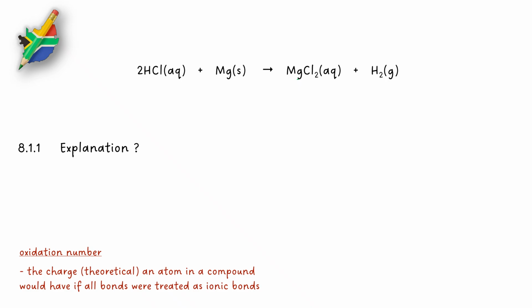In a redox reaction, the oxidation numbers of two elements change, so we must first assign oxidation numbers to each element in this reaction and then investigate how they change to prove that this is a redox reaction. Let's look at the rules used to assign oxidation numbers.